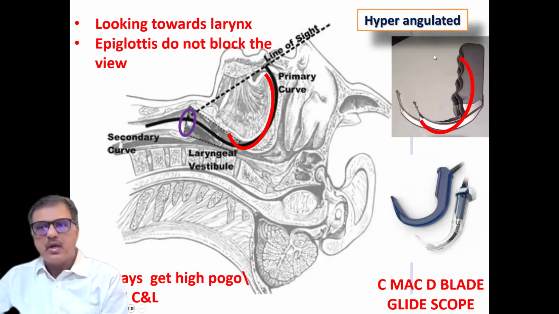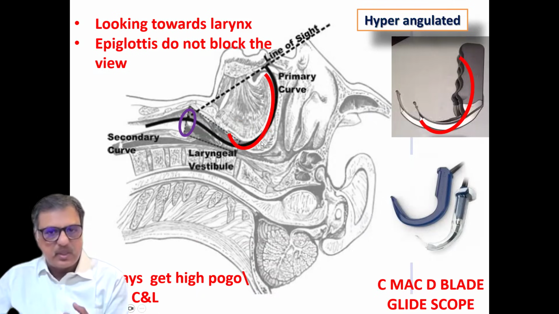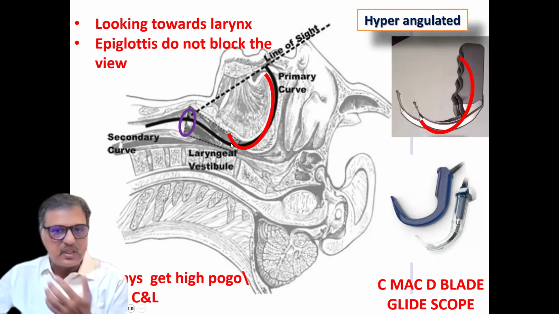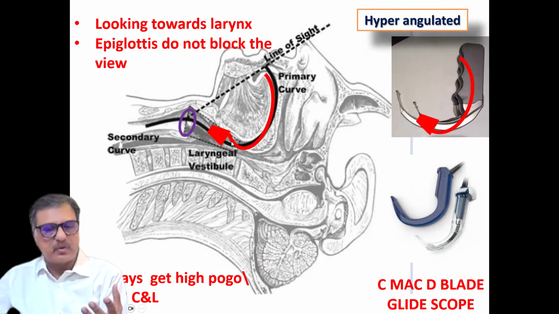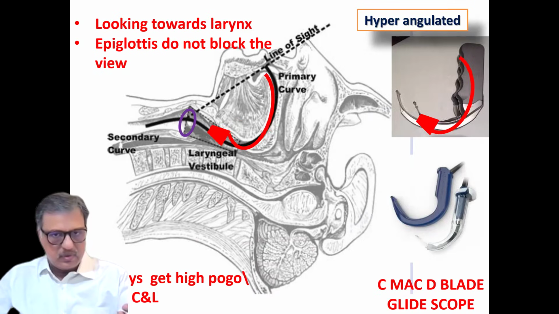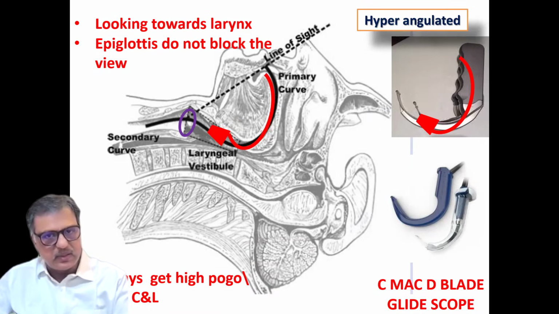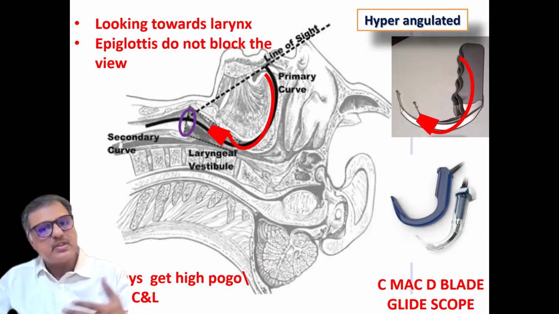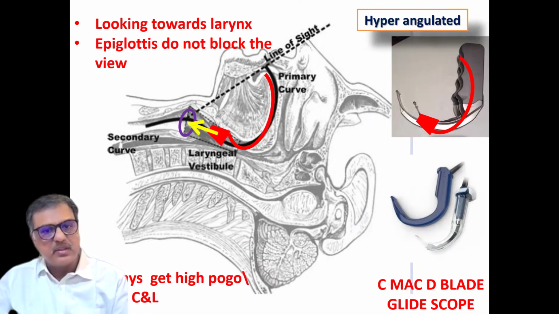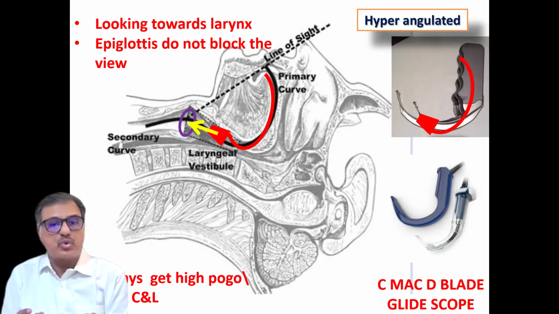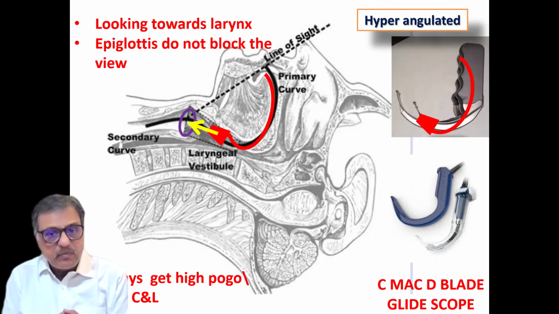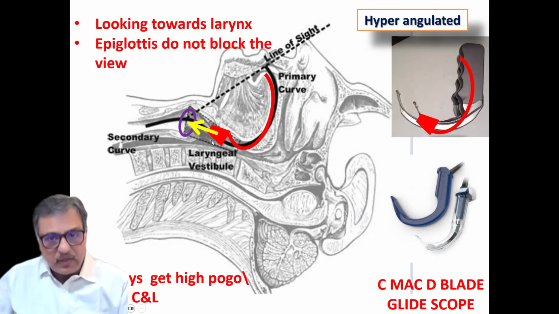When you are using the hyperangulated blade, as discussed, the camera takes the position on the deepest part of the line joining the primary curve and secondary curve, and it's looking just in front of the larynx. That's the reason you get a good POGO score. So minimum force is required. Look, the camera is here, looking at the larynx, and look at the tongue lying on the blade.